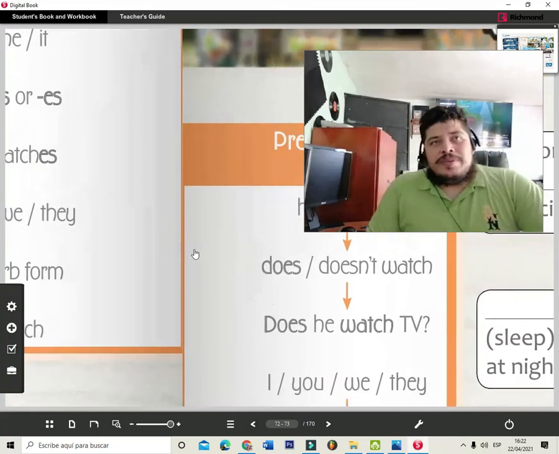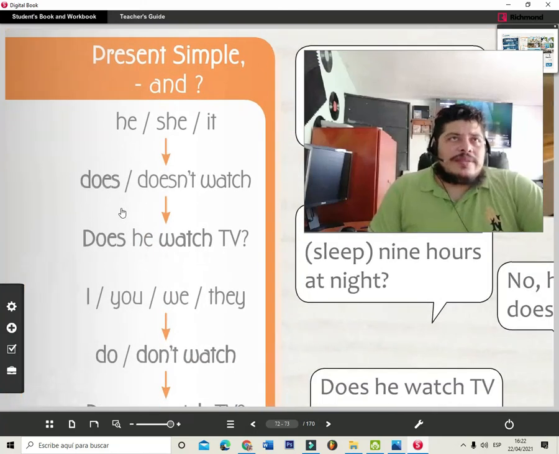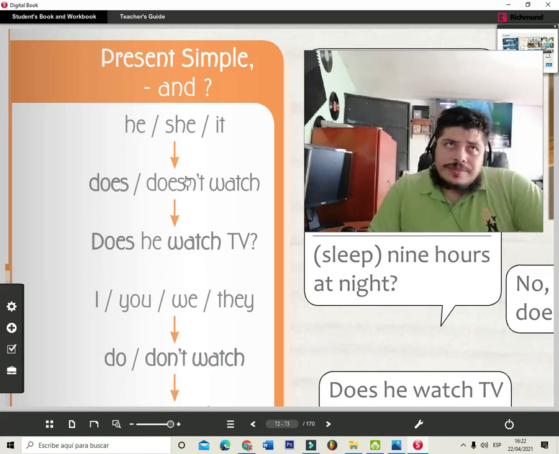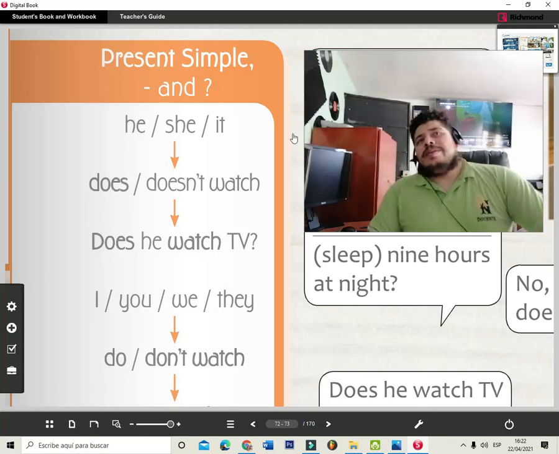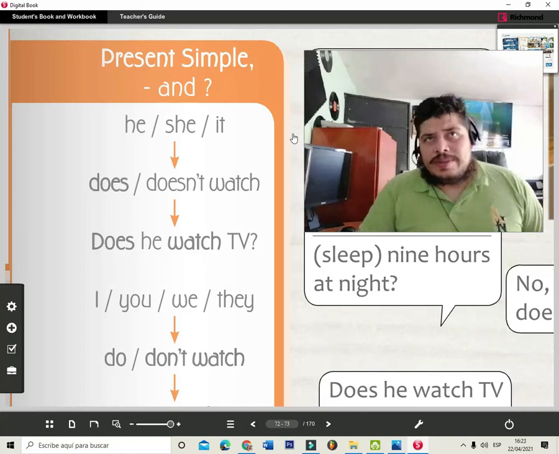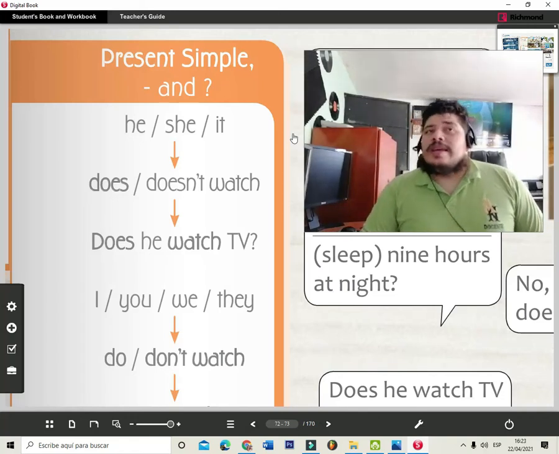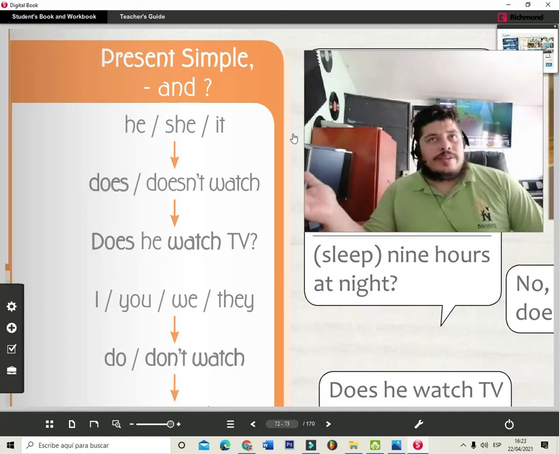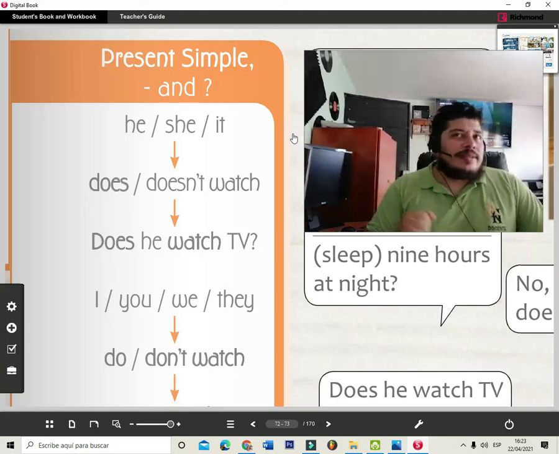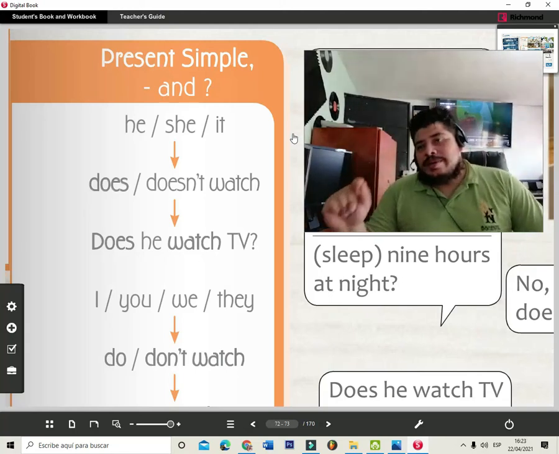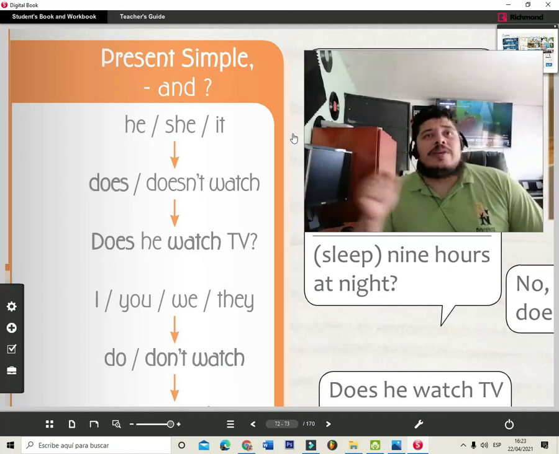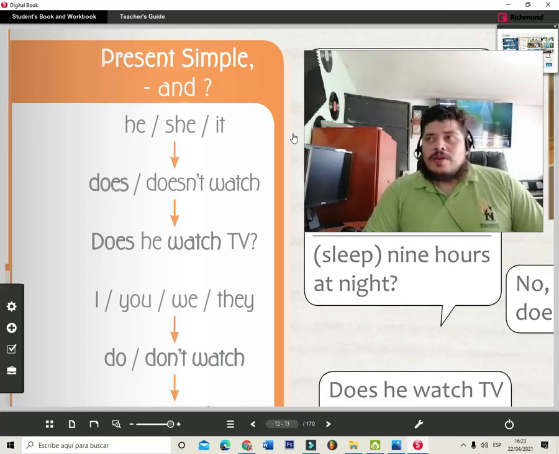Another thing that we have to be careful about is the present simple with questions. Okay? So, what happens here? Let's return to the part of the simple present with verb to be. These kind of sentences are very easy because we can use the verb to be in a negative form, for example, isn't or aren't, and we can also use the verb to be for questions.